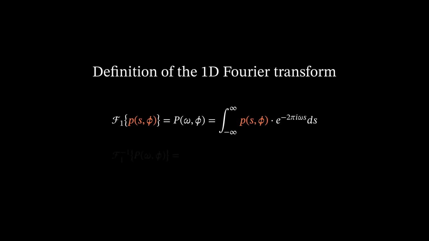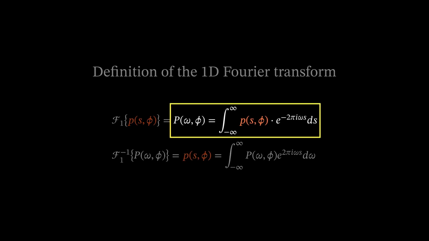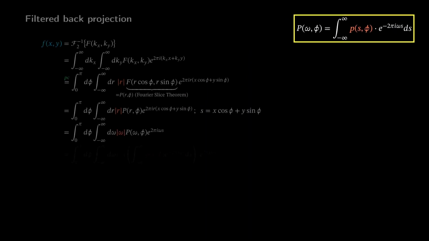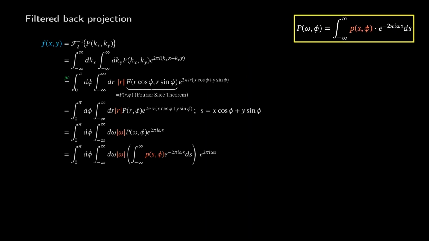The definition of the inverse transform is also shown. Plugging in the expression for the Fourier transformed detector function, we get now our final formula to calculate the original image f in the object space x and y from our projections. This more compact form can be understood as the following instruction.